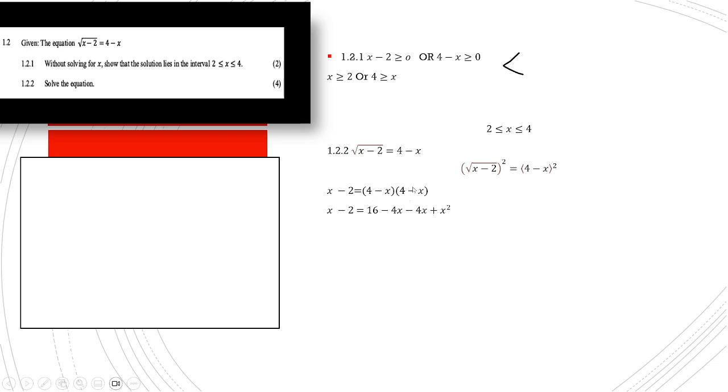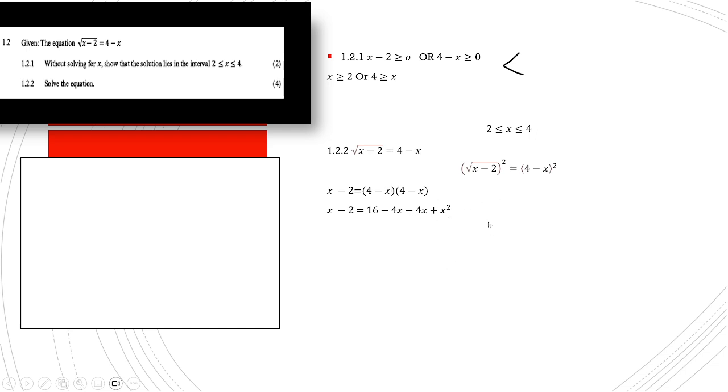It's 4 multiplied by negative x, which gives you negative 4x. It's negative x multiplied by 4, which gives you negative 4x. Then it's negative x multiplied by negative x, which gives you positive x squared, because negative multiplied by negative is positive. Then x and x is x squared.